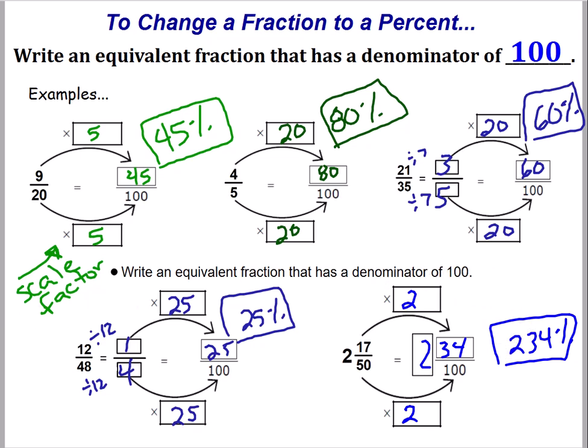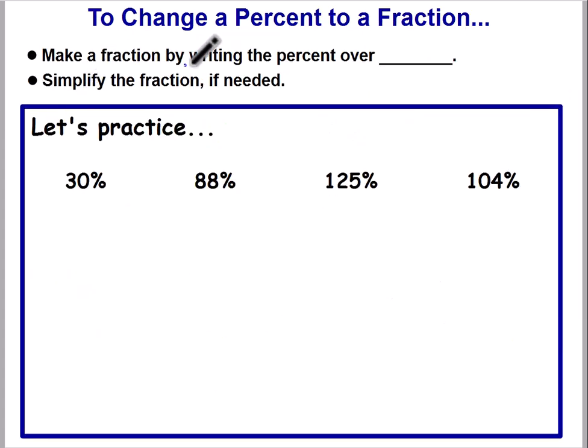Okay, what about if we want to do the opposite way? What about if we have the percent and we want to write it as a fraction? Well, we make a fraction by writing the percent over 100 because percent is out of 100. And then you simplify the fraction if you need to. Super easy. Here we go. 30%. Write it over 100. 30 is the numerator, 100 is your denominator, and simplify.